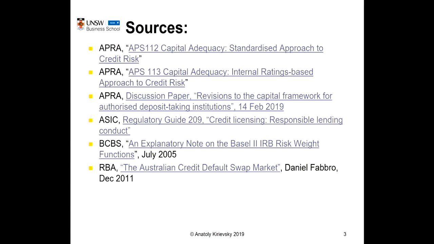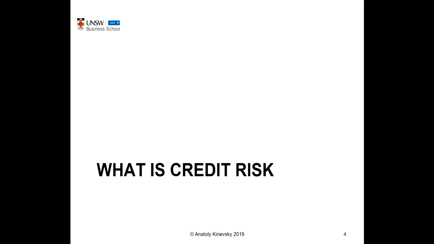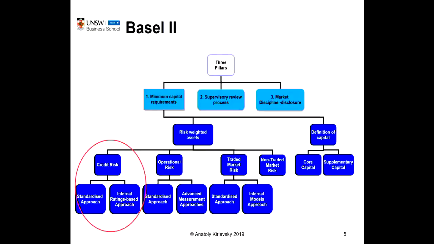All right, so as always, we've got the sources. Starting with credit risk. As I said, looking at the Basel framework, from a Basel framework perspective, that's kind of where we're looking, right? We looked at capital last time. Now we want to understand a little bit about the nature of credit risk, and then a little bit about the standardized and the internal ratings-based approaches.